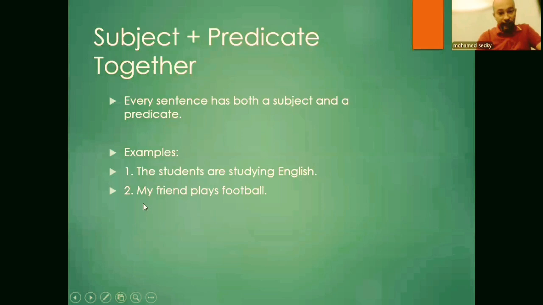The second example: my friend plays football. Again, who plays football? It's the friend. Now, what does this friend do? He plays football. So again, I have complete information about what this friend is doing. That's the subject, friend, and the predicate here will be plays football.